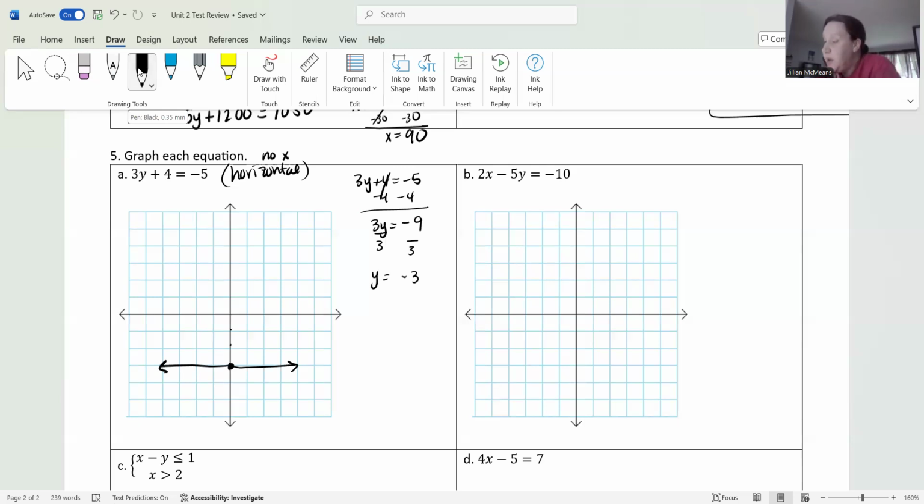All right, so next up we have 2x minus 5y equals negative 10. I did not specify the method to use here, but anytime you have these nice, pretty integer values, look to see if the coefficients of x and y will divide into the constant.